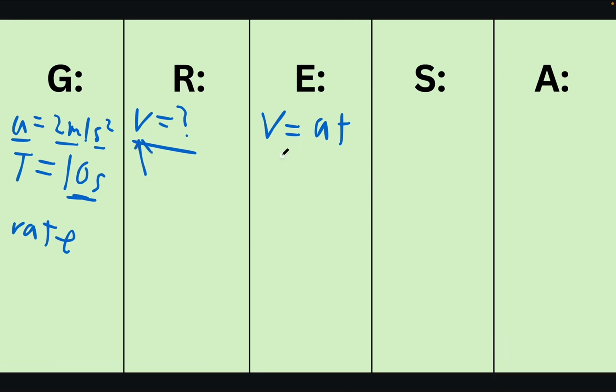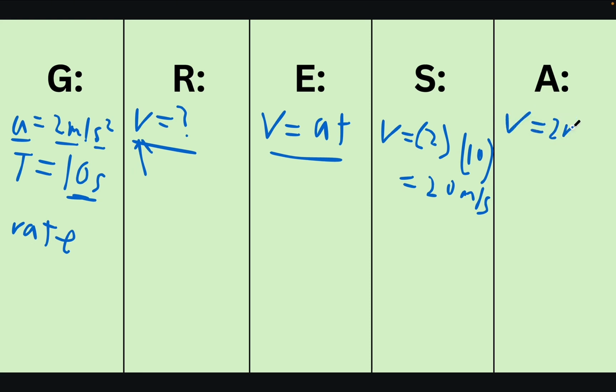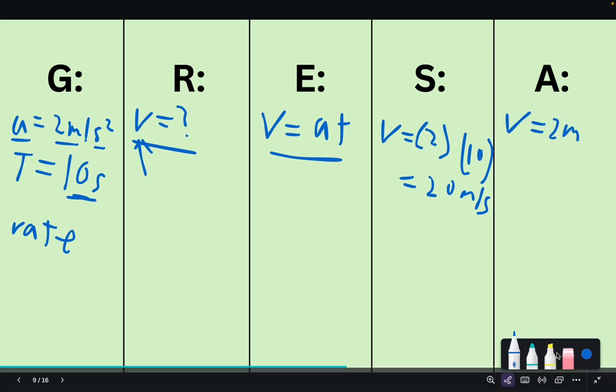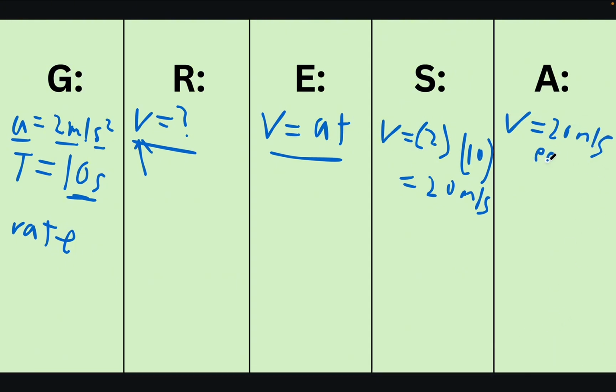Okay, so we have our equation. Velocity is equal to acceleration times time. Our solution then is to substitute this with real numbers. So we have 2 times 10, and then we just multiply that and we get 20 m/s. And after that, we get our answer, which is velocity is equal to 20 m/s east.